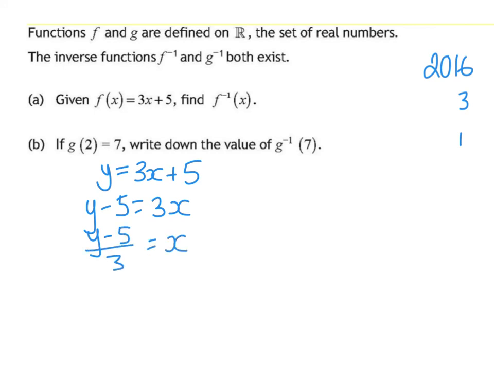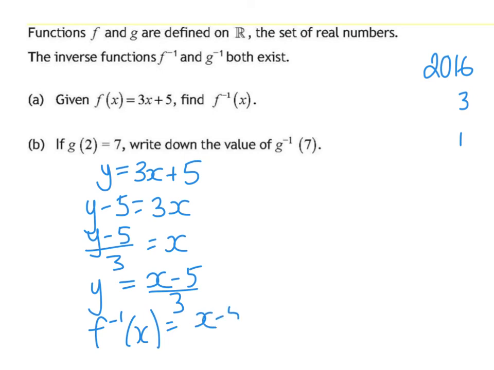Then at that point, remember, we changed the letters around. So we had y equals, I'm just kind of switching left for right here as well, x take away 5 all over 3. So the inverse function is x minus 5 all over 3. That's part A done.